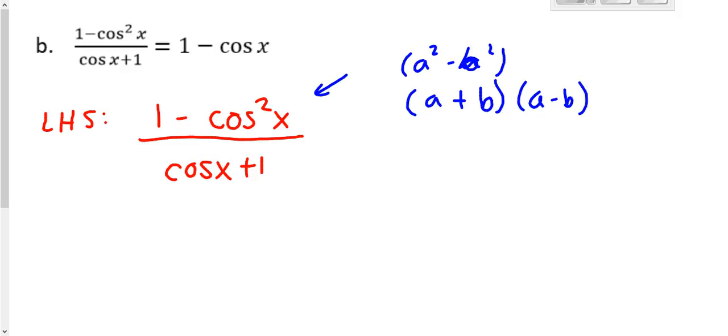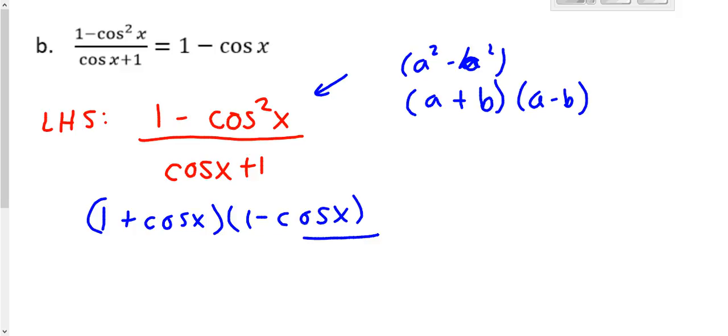So the top, 1 squared is 1, so the square root of 1 is 1. The square root of cosine squared is just cosine. So I have 1 plus cosine and 1 minus cosine, all over cosine plus 1.